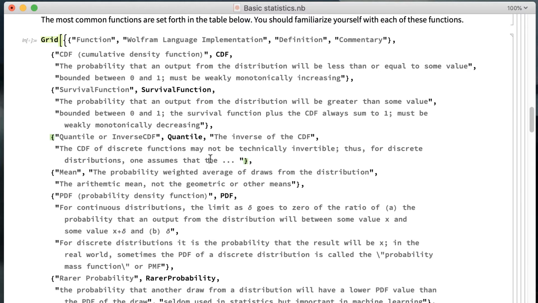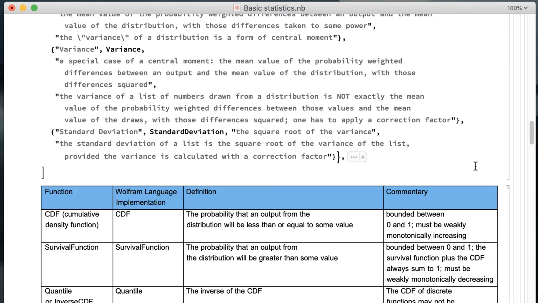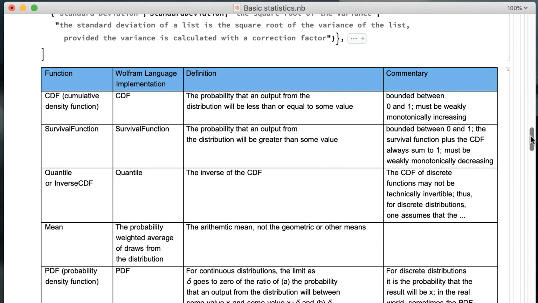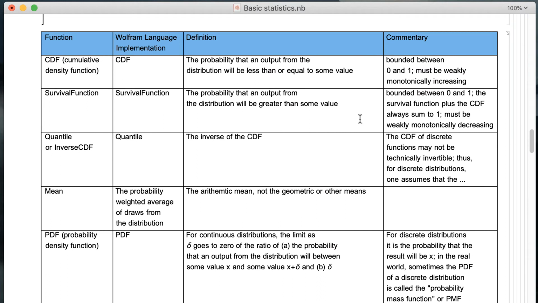And so in this handy-dandy chart, which I'm about to create, you're going to see a whole bunch of functions of distributions. So we just covered the CDF. That's the probability that an output from the distribution will be less than or equal to some value.